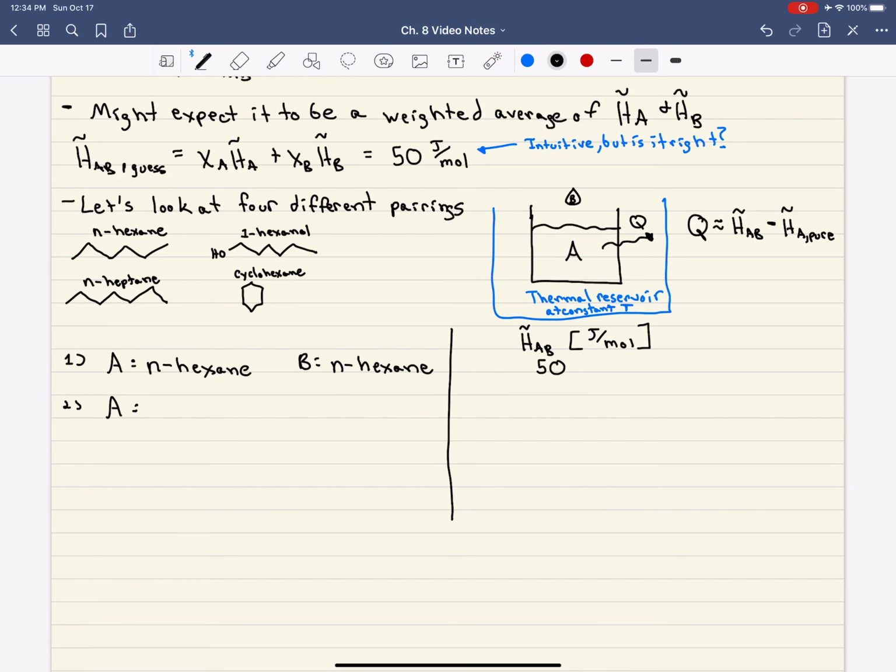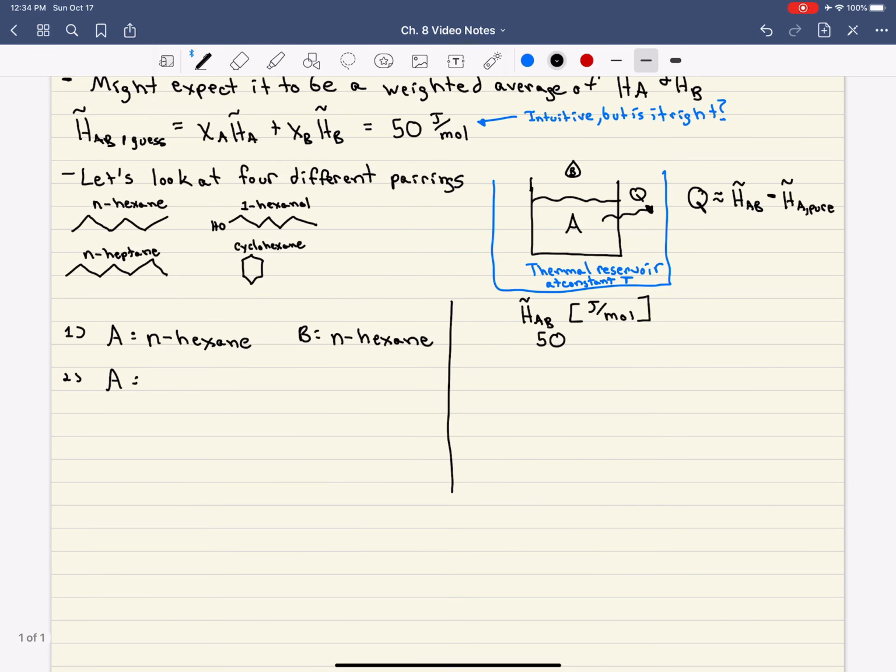Alright, the next pairing we're going to look at is substance A is going to be N-hexane, and then substance B is going to be N-heptane.